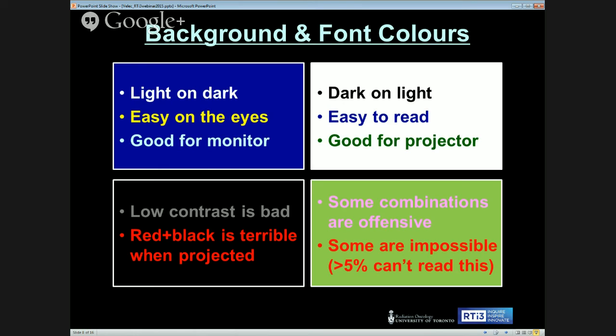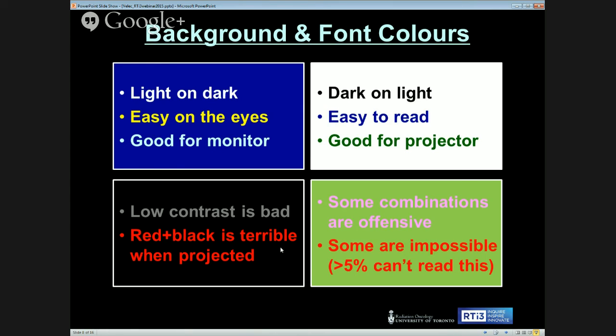Some combinations are also noted to work very badly. Red on black, or even dark royal blue on black, is visible when looked at on a monitor, as you can see here. But when it's projected live, it's extremely difficult to read. So keep in mind, avoid red on black or even blue on black.